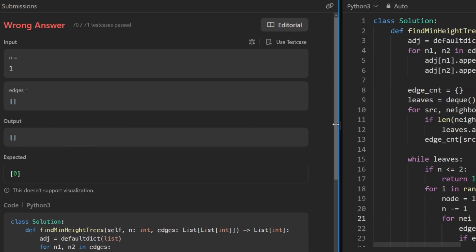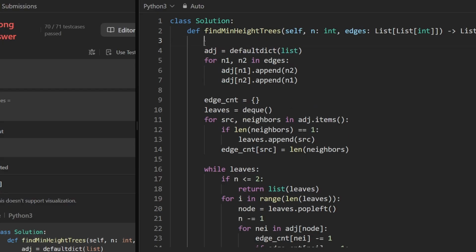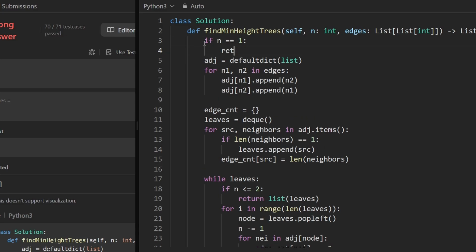I think our solution actually never really returns, because this loop would not execute. This would then not execute either. And then of course leaves would be empty, so this would not execute either. So that's a problem, and that's only going to happen if we have 0 edges. And if we have 0 edges, then we must have 1 node. So the easiest way to check for this is just add an if statement. If n is equal to 1, then return an array with the value 0.